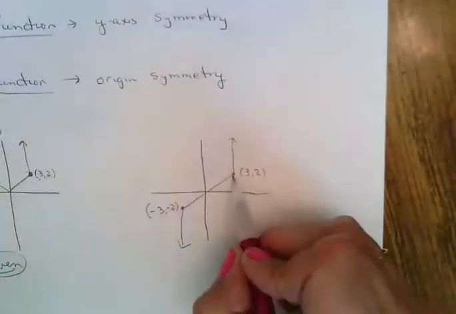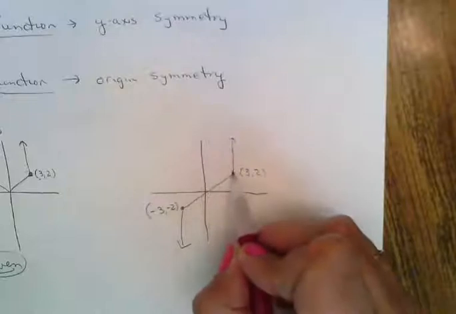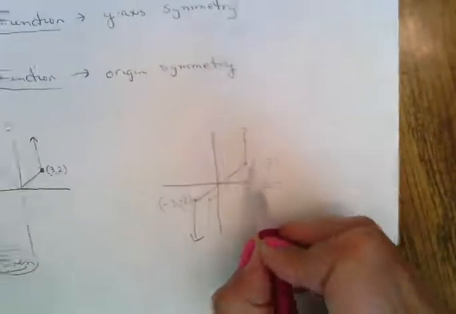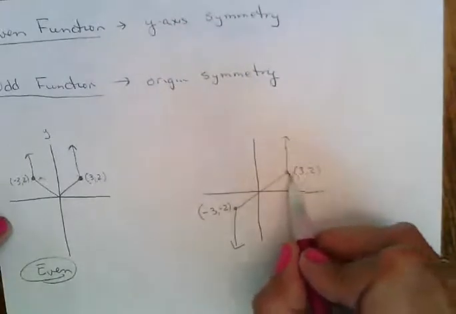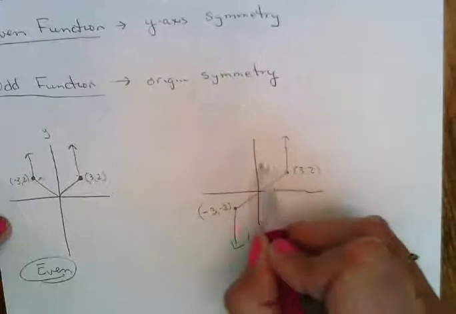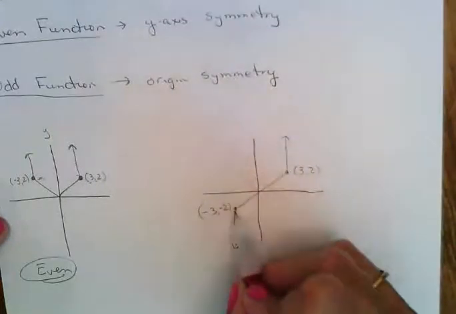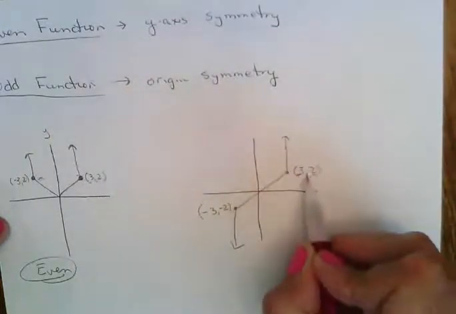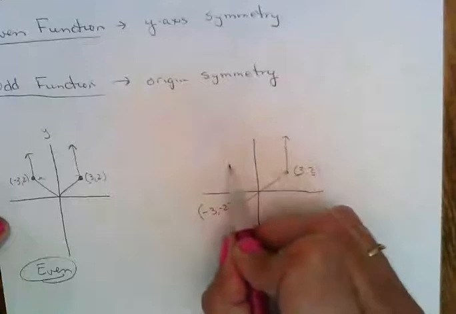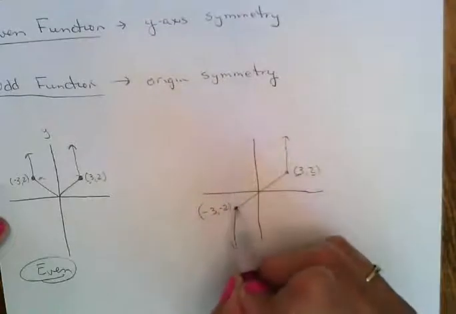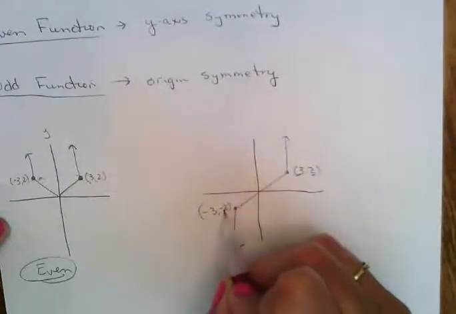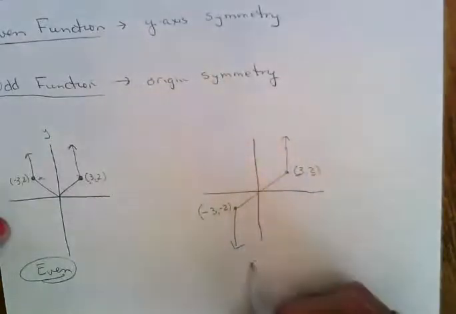To be odd, for every point on the graph, it has to have origin symmetry, which means I'm reflecting it about the origin, which means I reflect it over the y and over the x. So if I have the ordered pair 3, 2, if I reflect it over the y and the x, the ordered pair -3, -2 has to be on the graph. So that tells me it is an odd function.